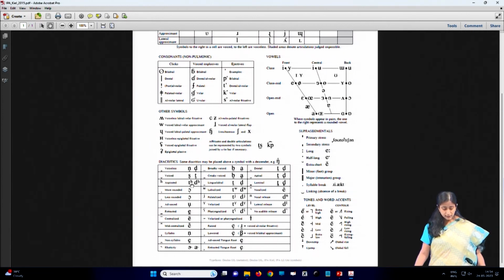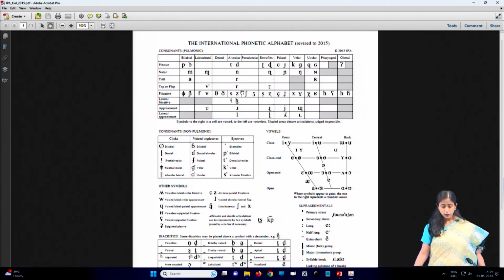So, aspirated sounds, how do we write them? We write a superscript h on top of the symbol. So, t becomes th, d becomes dh. So, these are aspirated symbols. Likewise, we have different diacritic symbols to modify each of these basic sound symbols to show the accurate sounds.